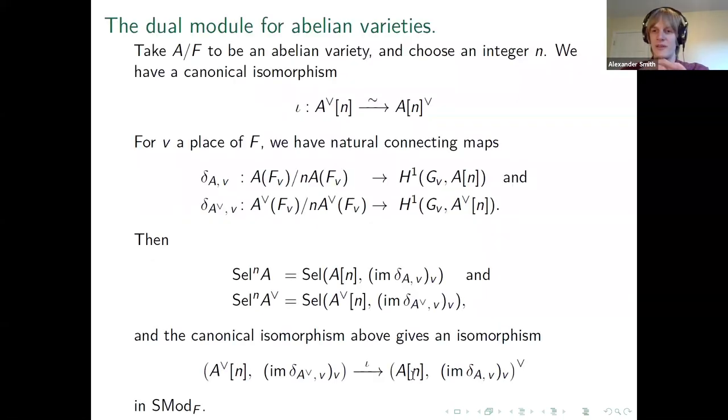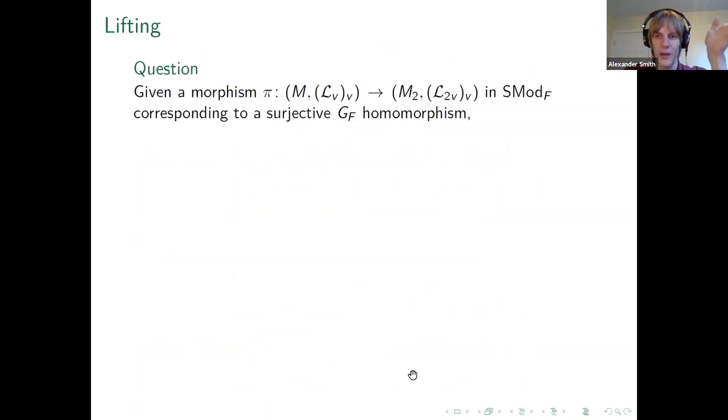Okay. Now, the next thing we want to do is define the Cassels-Tate pairing. And so what was the Cassels-Tate pairing trying to do before? It was trying to answer the question of, given a map pi of some kind, when does a Selmer group element in the second thing map to something in the Selmer group of the first thing? So here we're restricting to surjective morphisms. And so there are three reasons why something in the Selmer group of this might not lift to something in the Selmer group of this.